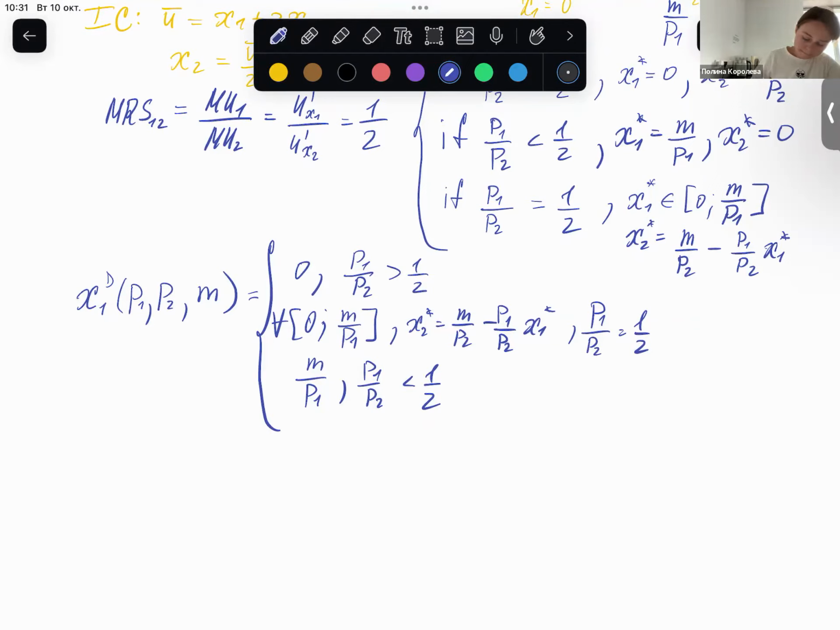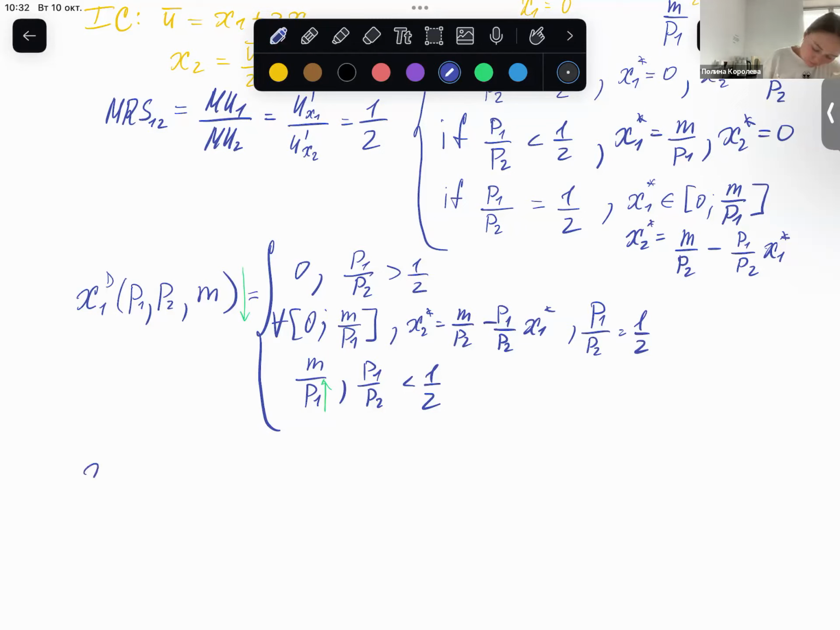Now, let us check that the law of demand is true here. For example, the higher the price of the first good, the lower the demand for this good. True. Yes, law of demand. What else can we say? Actually, let's check that it is okay.